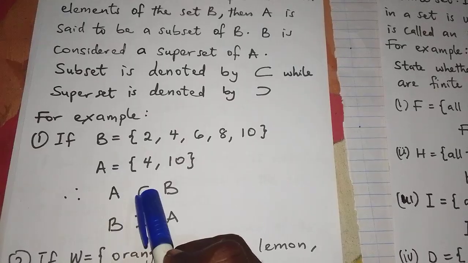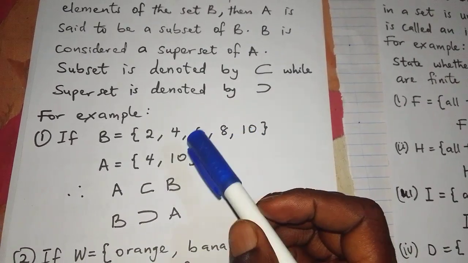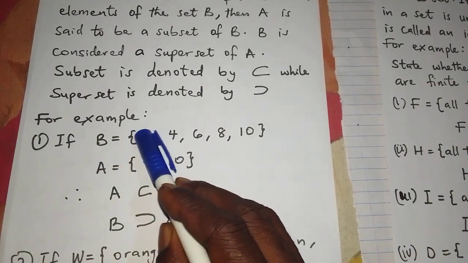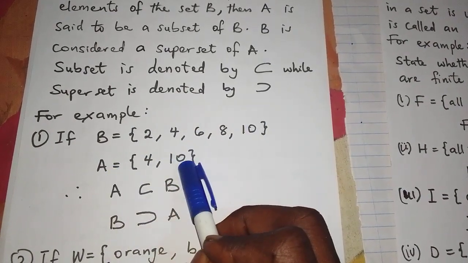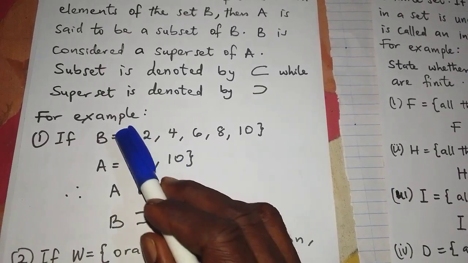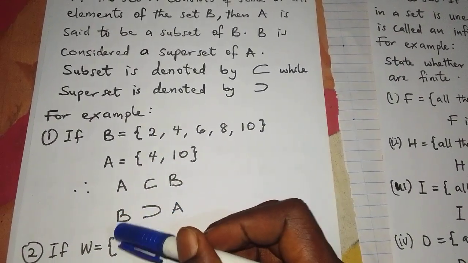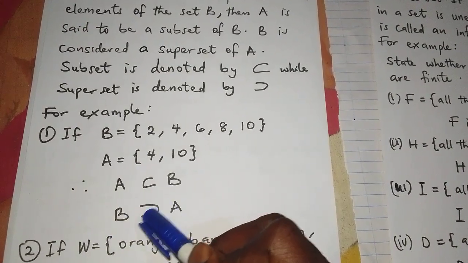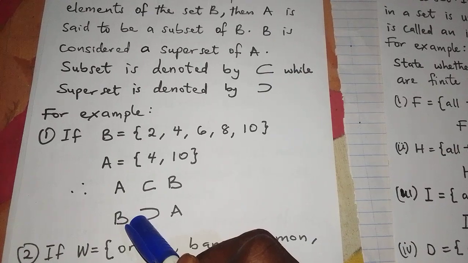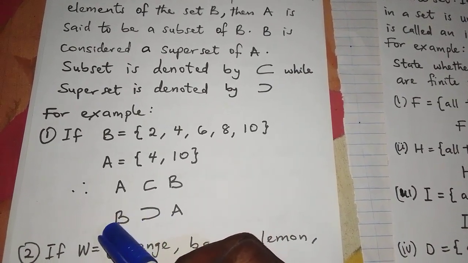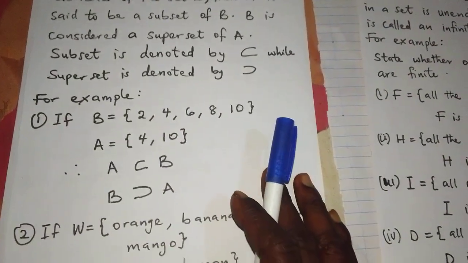So we use this sign to show subsets. Also, you realize that since set B is the bigger set that contains all the elements of set A, it means that set B is the superset of set A. So you can see this. You use this symbol to signify superset. So set B is a superset of set A.